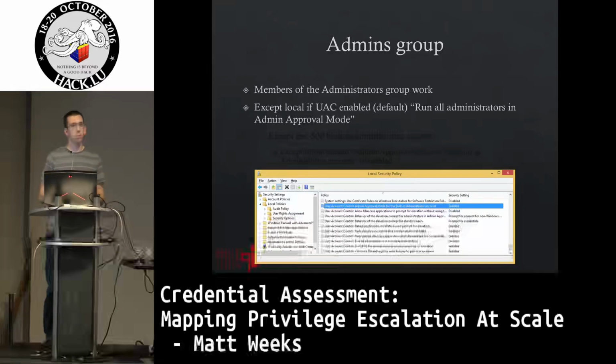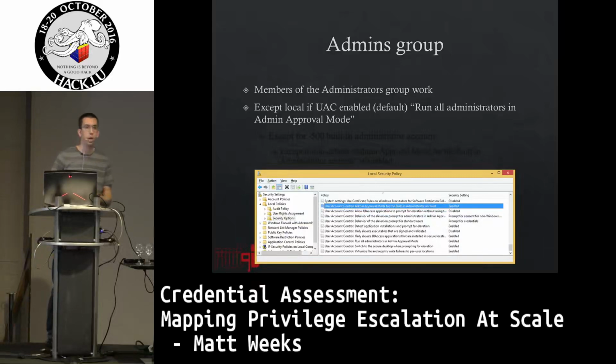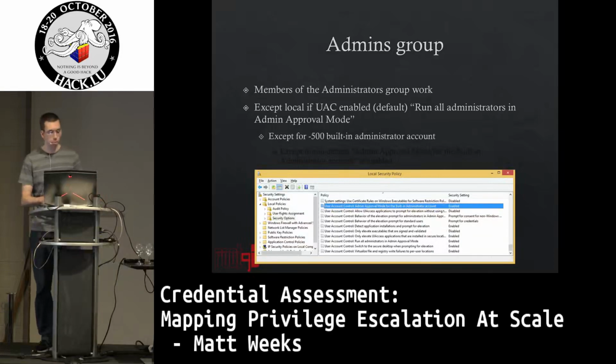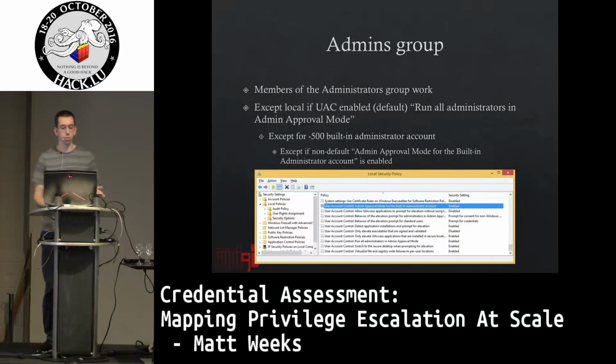And so starting in Windows Vista with default UAC settings, the default setting is called Run All Administrators in Admin Approval Mode, although you can change that default setting. If that is set, then the local administrators will not be able to log in, except for the 500 account or the built-in local administrator, which has its own set of rules. And so that local administrator will be able to remotely control all the other systems with network logon. Unless you have another setting, which by default is turned off, called Admin Approval Mode for the built-in administrator account. If that is enabled, then that particular account will be denied access.